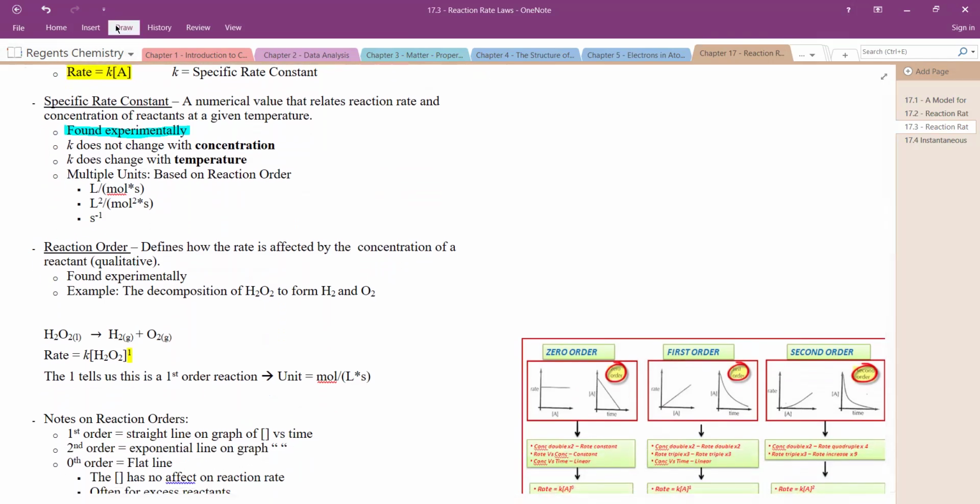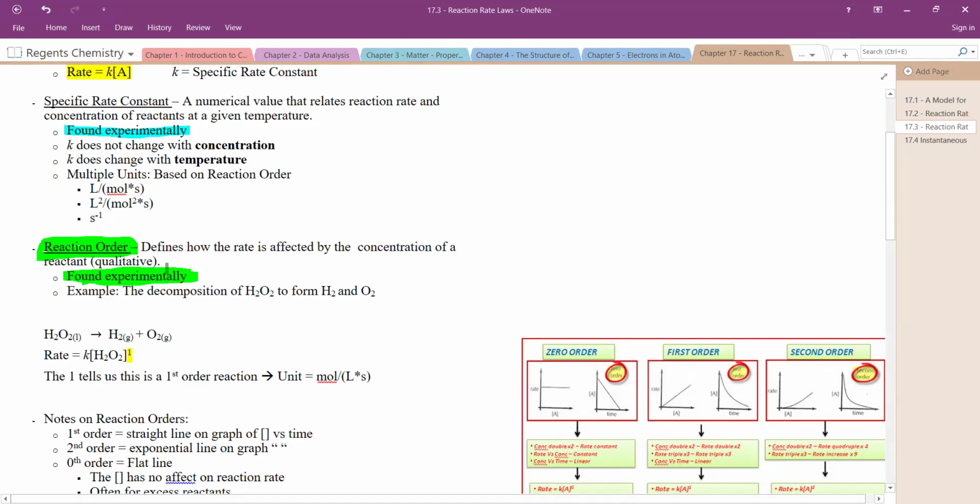So let's talk about this strange concept called reaction order. And this is definitely a new concept, but it is something that we find experimentally, and it's actually very important. So the reaction order defines how the rate is affected by the concentration of a reactant, right? So this is actually a qualitative value, the reaction order, which means that we're looking at it and we're going to say doubling this concentration does what to our rate or something like that. So this is, again, another thing that is found experimentally, right? So that's good for us. No memorization, just working with this stuff.